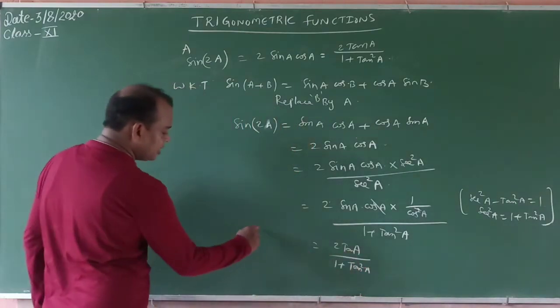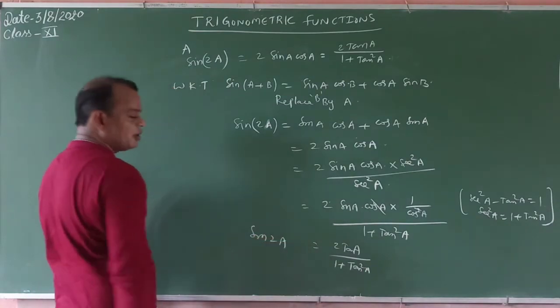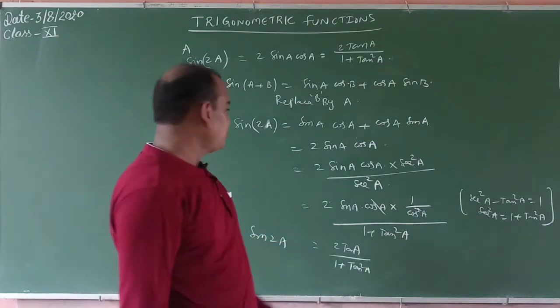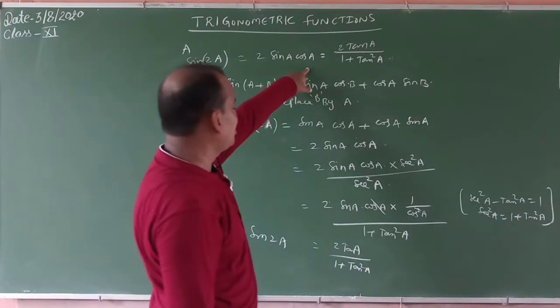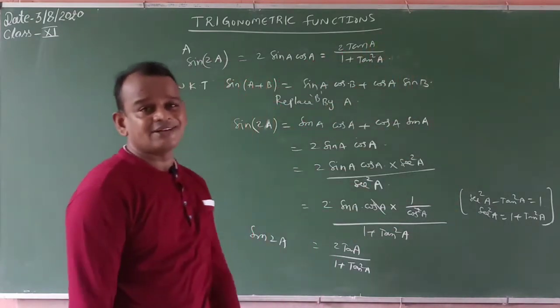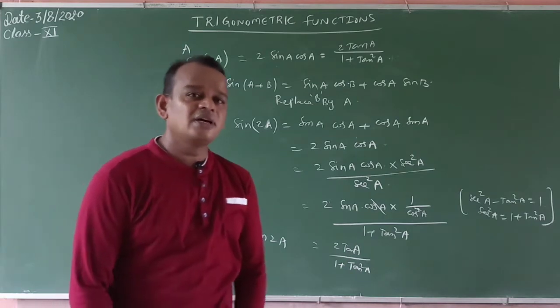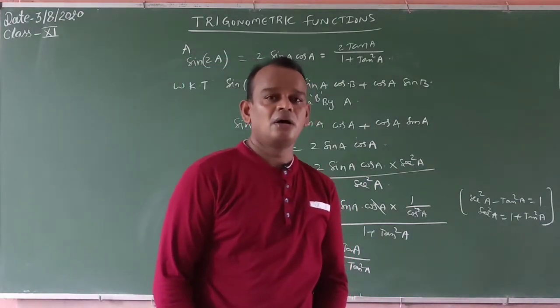This is the formula for sin 2A. How many formulas are there for sin 2A? Sin 2A is equal to 2 sin A cos A, that is equal to 2 tan A by 1 plus tan square A. Please remember the formula. Okay.